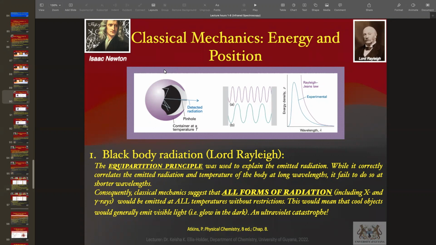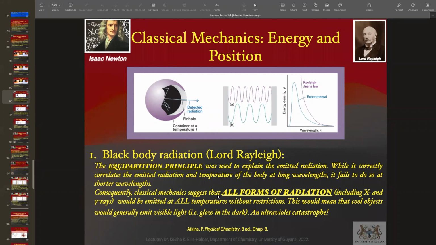Classical mechanics, because of the assumption that energy was available and accessible at all times to all forms of matter, would suggest that the energy an object emits would not be dependent on temperature. It would be emitted every single moment at every single temperature, irrespective of the conditions. The implications of that were pretty catastrophic.